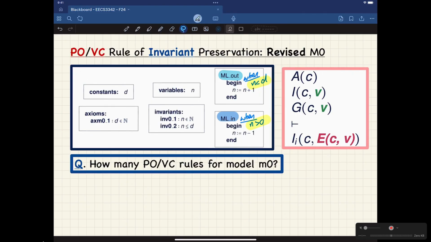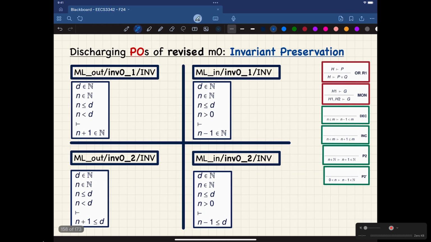And first of all, the question is, how many do we have? 4, the same. So 2 from the guards, and also 2 from the invariant condition, the same. The only difference is we're now going to, oh, actually I have it here. I beg your pardon. I thought I didn't have it. Okay. So now the difference is, you can see now we got extra here. N larger than 0, N larger than 0 versus N less than D, and also N less than D. All right. I'll make some annotation for you. So this is the new guard for ML_in. And this is the new guard for ML_out.